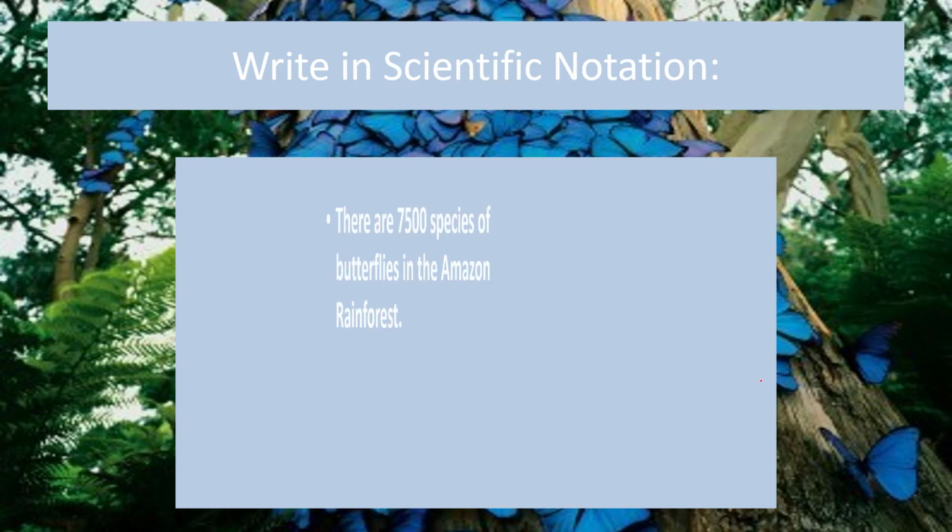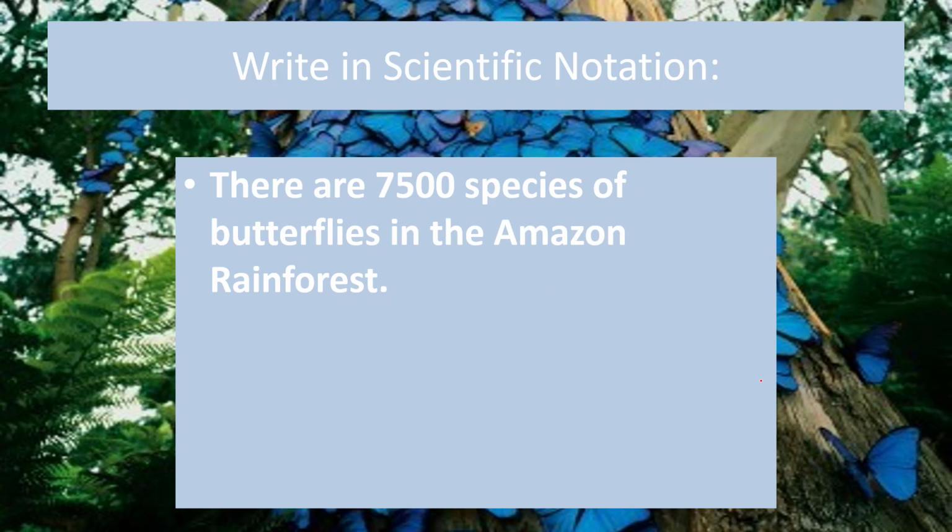All right. Writing in scientific notation. There are 7,500 species of butterflies in the Amazon. So we first want to find our value between, or greater than or equal to, 1 but less than 10. That would be 7.5 times 10 to a particular number. How many times did we move the decimal? 1, 2, 3 times.